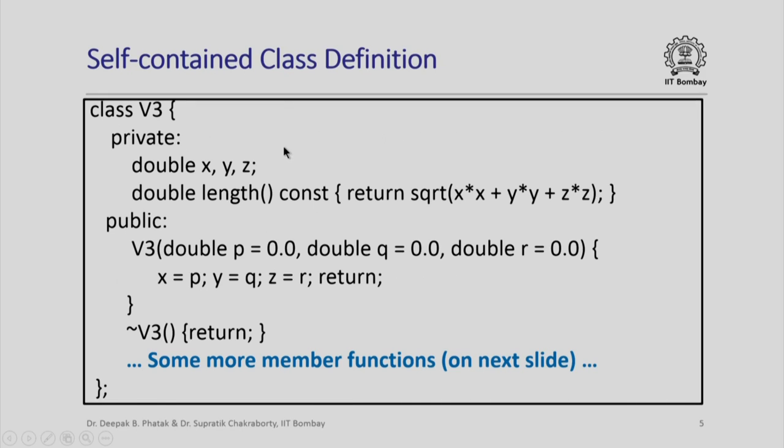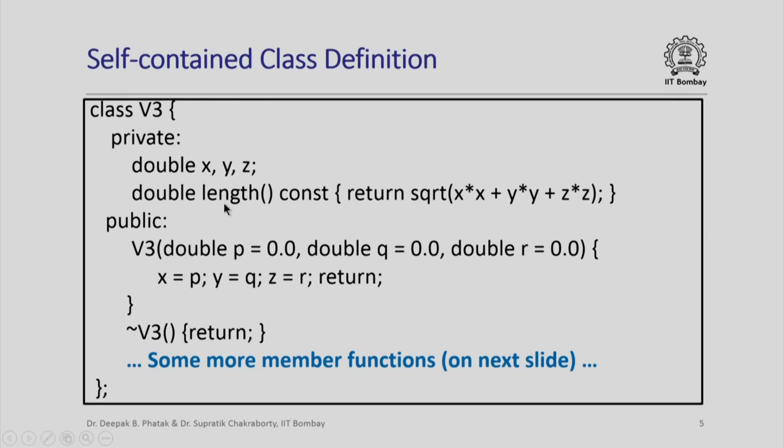Now, what do we mean by a self-contained class definition? Here is the class V3 for representing a three-dimensional vector that we have studied a lot in our previous lectures. Now, in this class, there are some data members and there are some member functions, some of which are private, some of which are public. Here, of course, this is the constructor function and this is a destructor function. The destructor function pretty much does nothing here, simply returns.